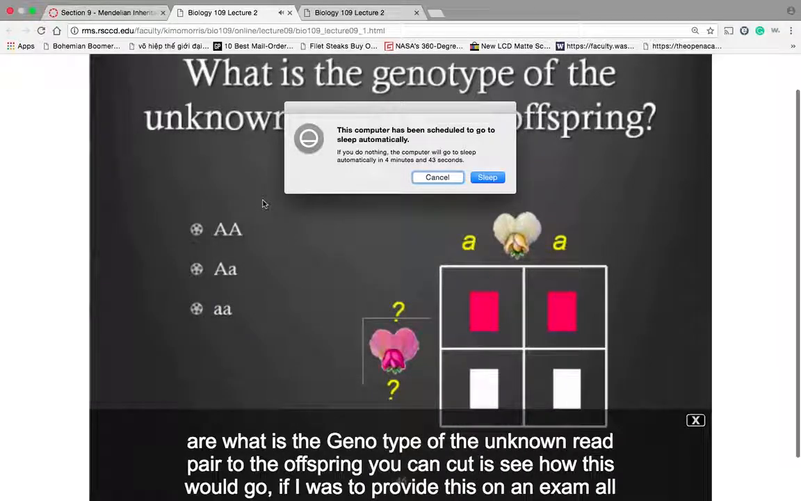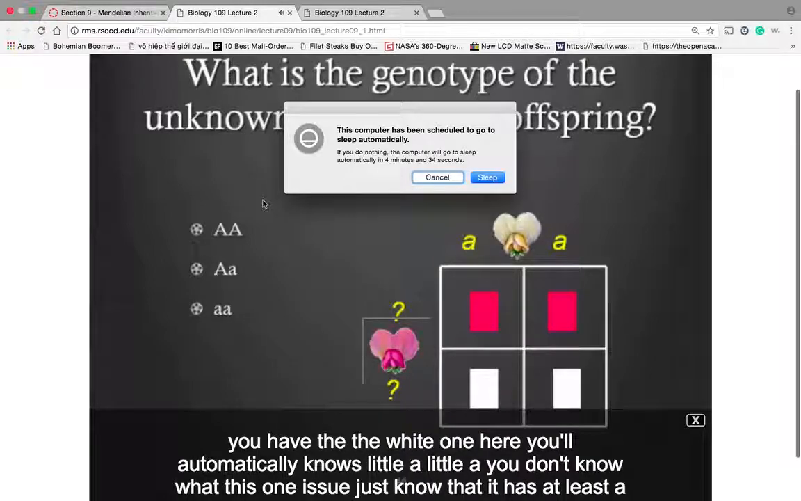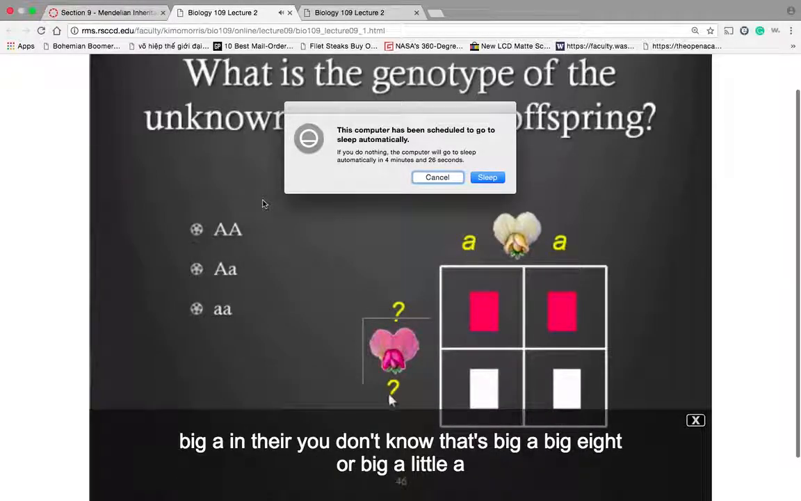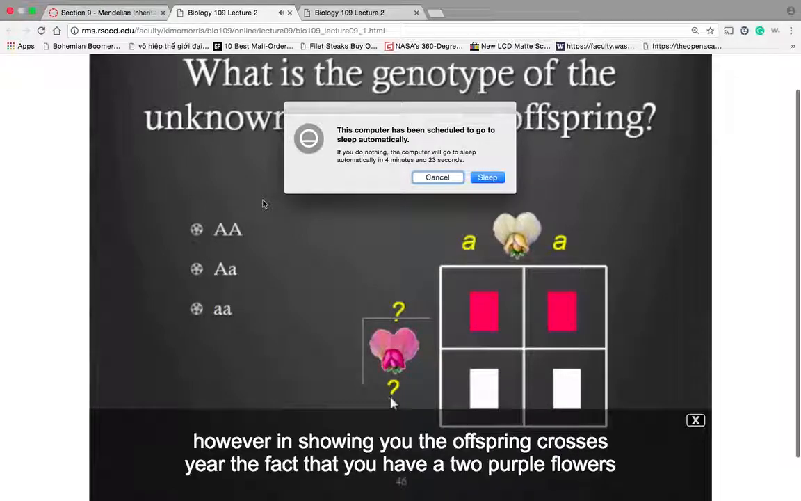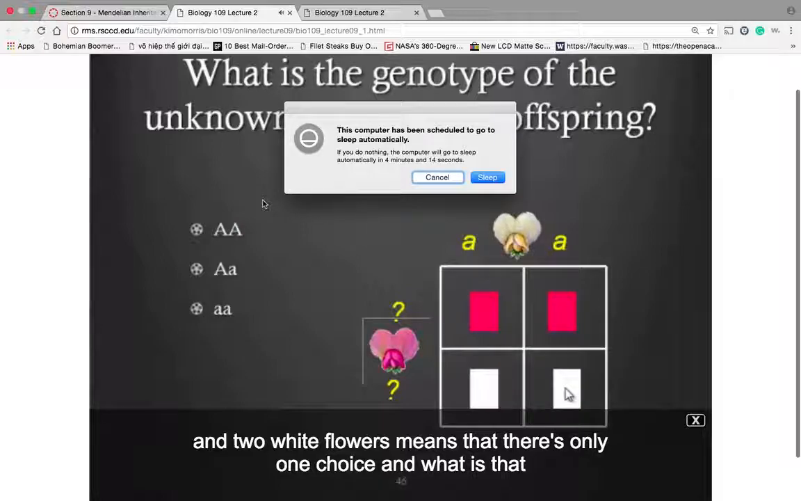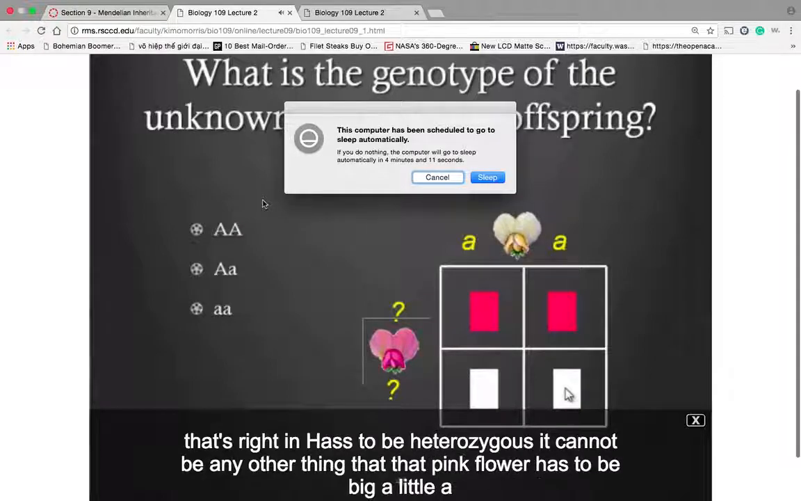Alright, what is the genotype of the unknown red parent in the offspring? You can kind of see how this would go if I was to provide this on an exam. You have the white one here, you automatically know it's little a. You don't know what this one is. You just know that it has at least a big A in there. You don't know if it's big A, big A or big A, little a. However, in showing you the offspring crosses here, the fact that you have 2 purple flowers and 2 white flowers means that there's only one choice. And what is that? That's right. It has to be heterozygote. It cannot be any other thing. That pink flower has to be big A, little a.